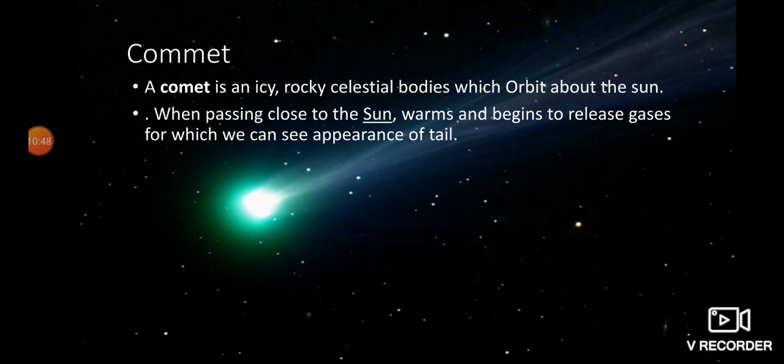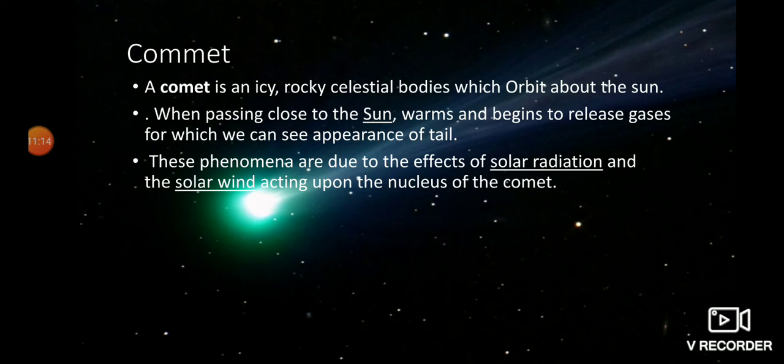When passing close to the sun, by the heat of the sun, the ice present in the comet evaporates and releases gas, for which we can see the appearance of tails or sometimes a comma-like structure. Sometimes it is seen like a broom. These phenomena are due to the effect of solar radiation and solar wind acting upon the nucleus of comets. So when the solar wind or solar heat hits the surface of the comet, the frozen ice evaporates, comes out like vapor and appears like a tail.